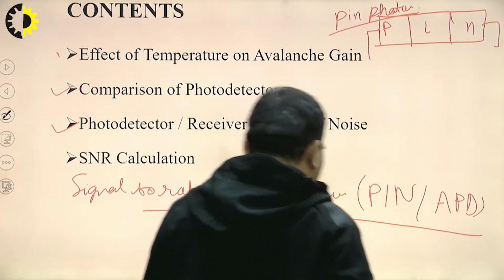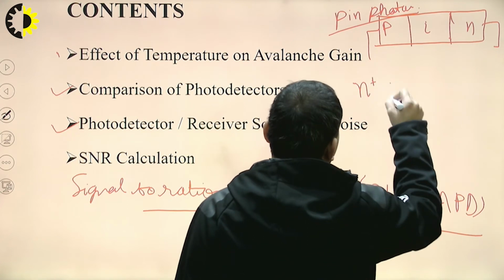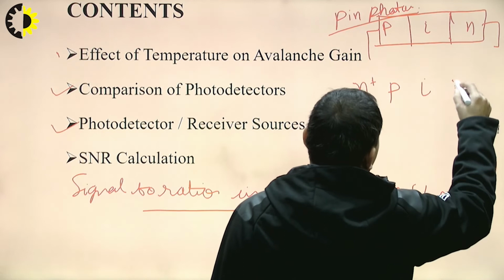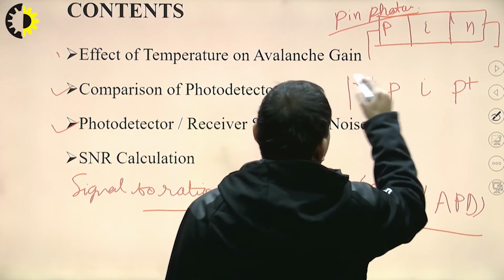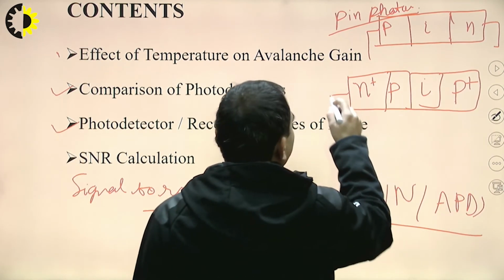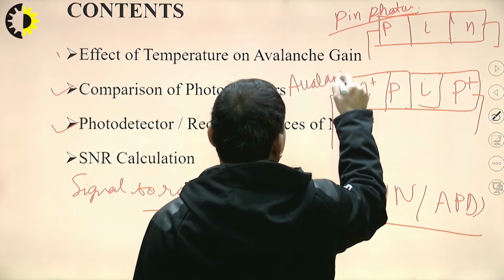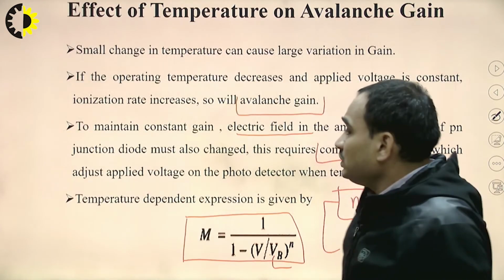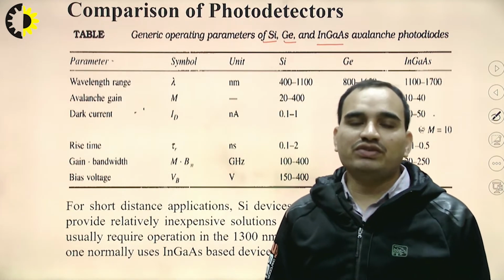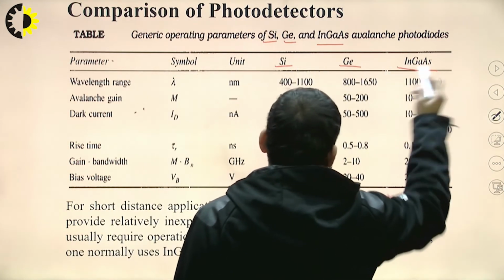When we talk about the Avalanche photodiode, it is N plus, P, I and P plus. So these are the Avalanche photodiode. This is a 4-layer device. So this is the Avalanche photodiode. So let's compare the Avalanche photodiode for the 3 different materials, that is silicon, germanium and indium gallium arsenide.